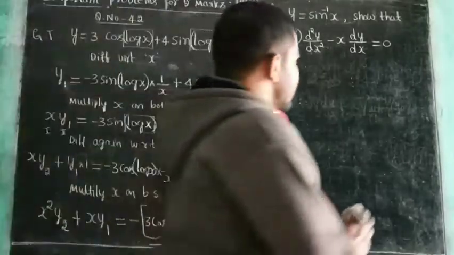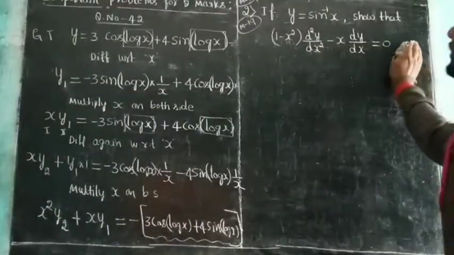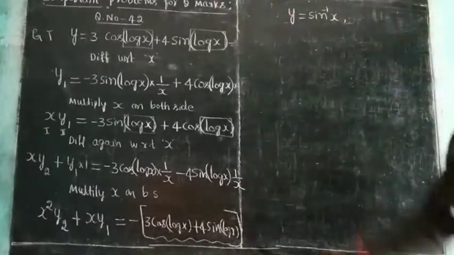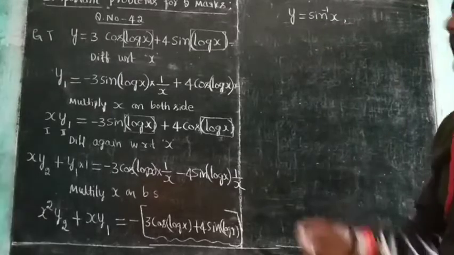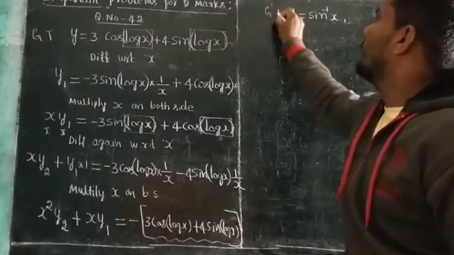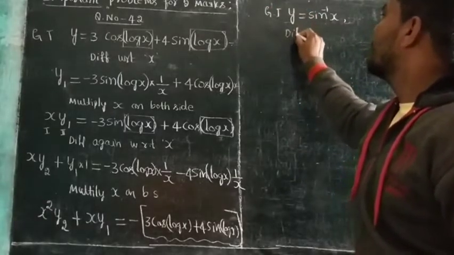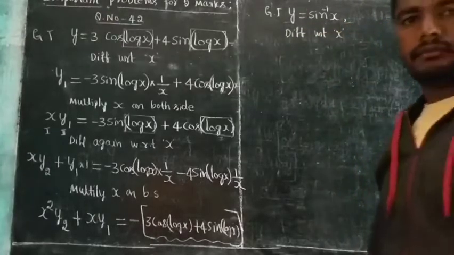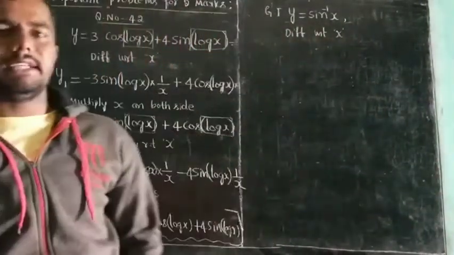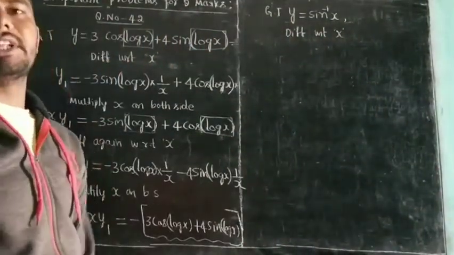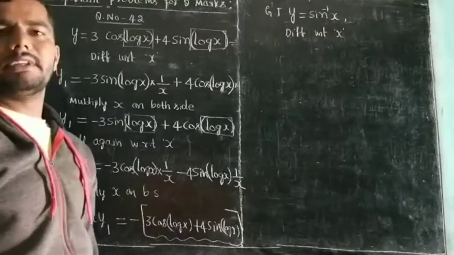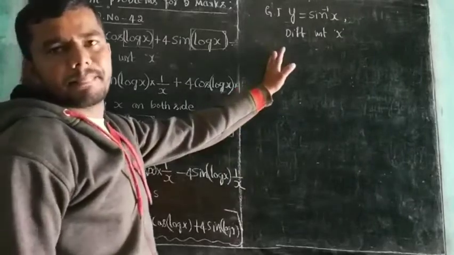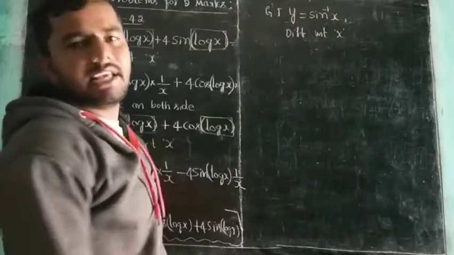So first, consider the given equation. The given equation is y is equal to sin inverse x. In the next step, differentiate with respect to x. What is the derivative of y with respect to x? In the problem, if they had given y1, then you should write y1. But they have given dy by dx.